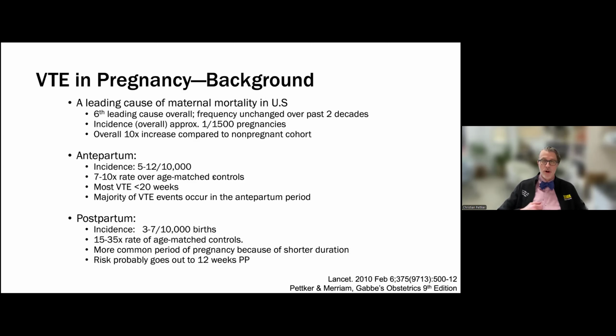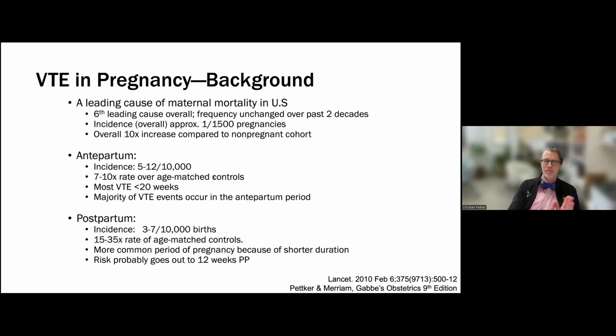The incidence overall is about 1 in 1,500 pregnancies, and death from VTE is about a 10-fold increase compared to a non-pregnant cohort. We think about venous thromboembolism in two periods during pregnancy, antepartum and postpartum. And most VTEs do occur in the antepartum period, although the risk is higher in the postpartum period. And so let me go through that.